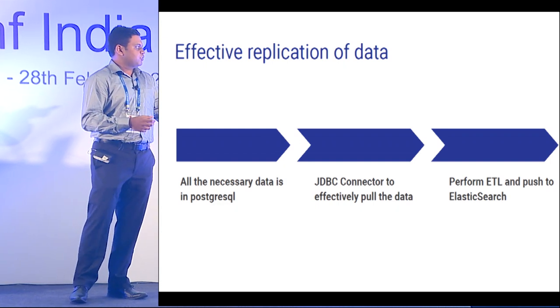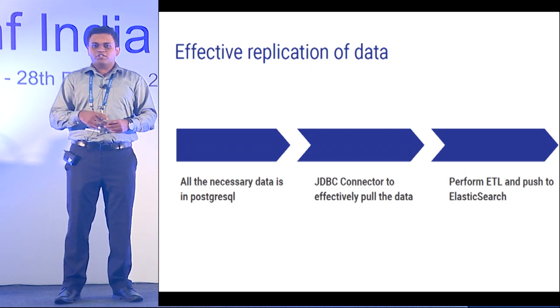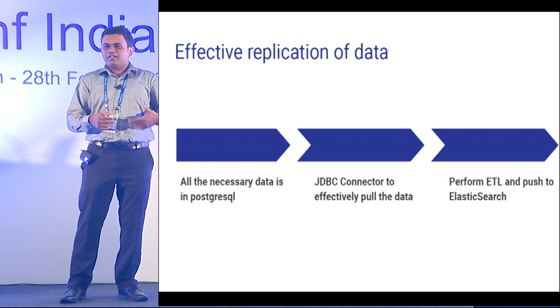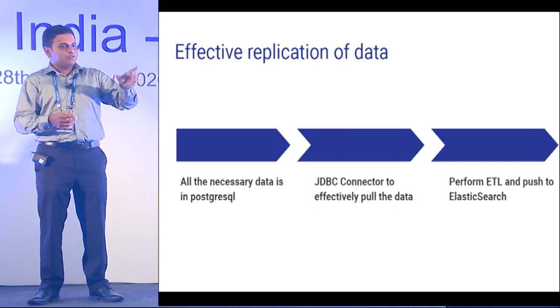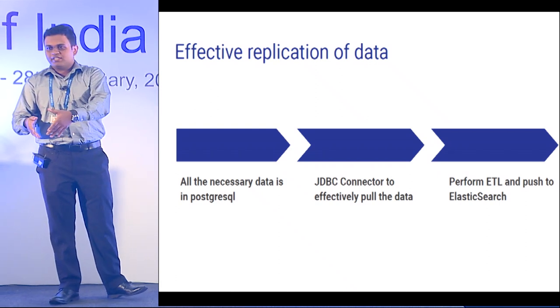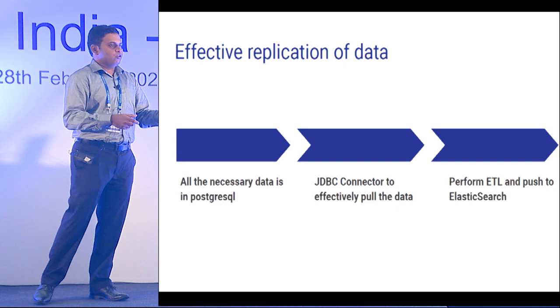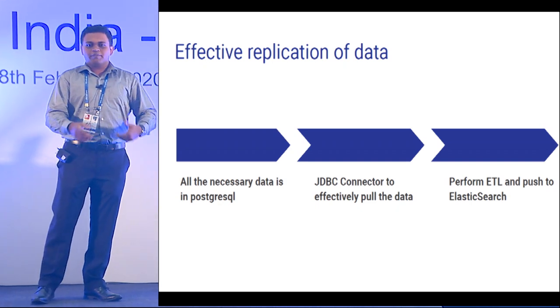So we came up with a naive solution, which was to build a JDBC connector that runs like a cron every now and then. It pulls the net effective data points that were changed during a certain period of time and dumps them into Elasticsearch. Obviously, in case Elasticsearch goes down or PostgreSQL is not available, we don't want to repeat the reads.